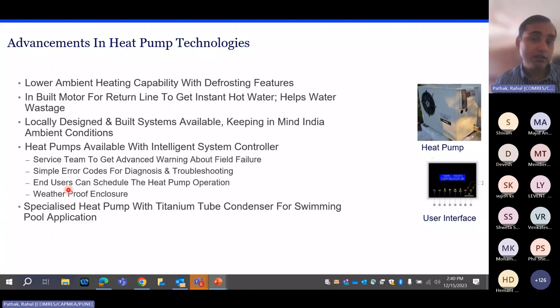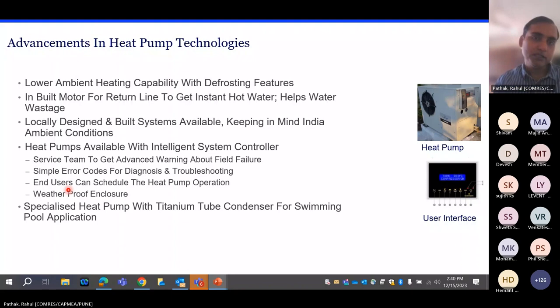Okay. And last but not least, for the pool heat pump, as I said earlier, it should have the special condenser, which is actually a titanium tube condenser, which has the capability to handle the chlorinated water.